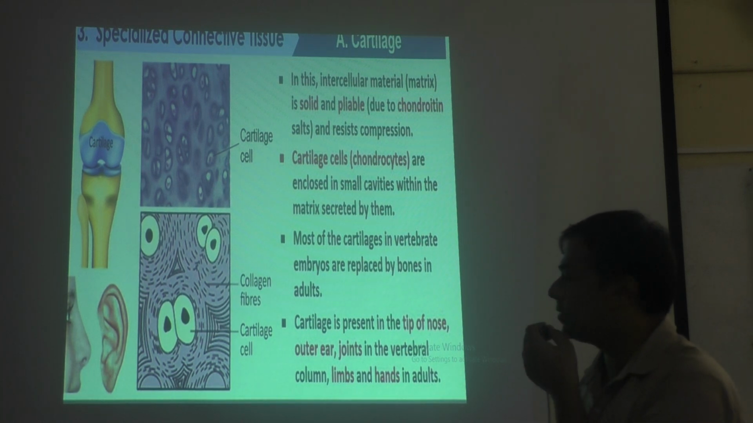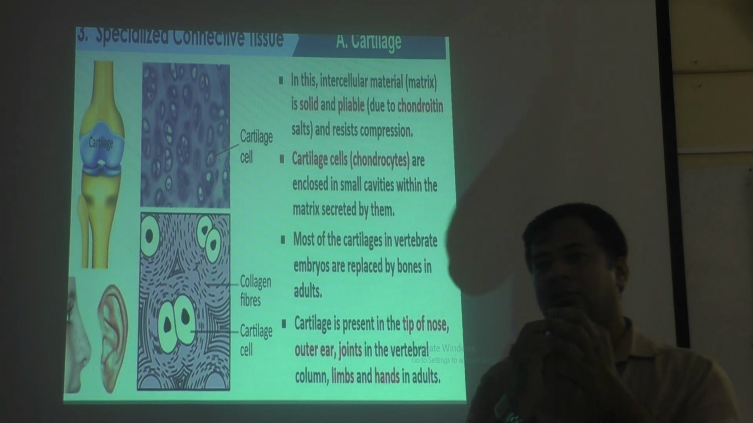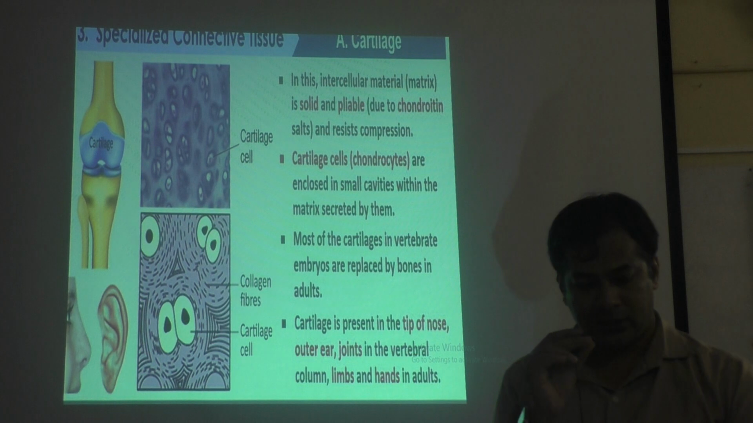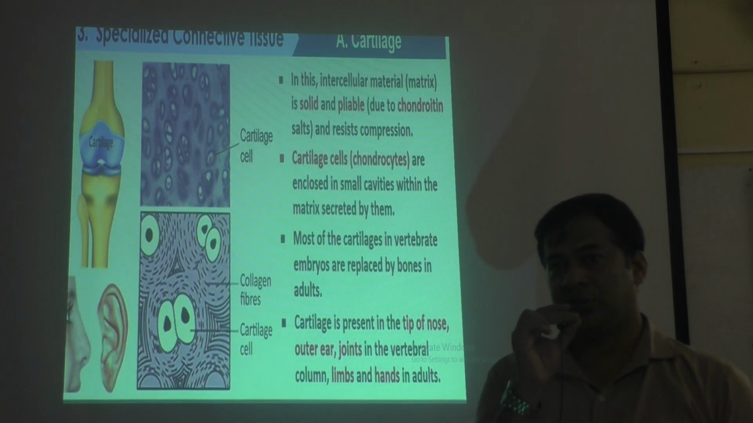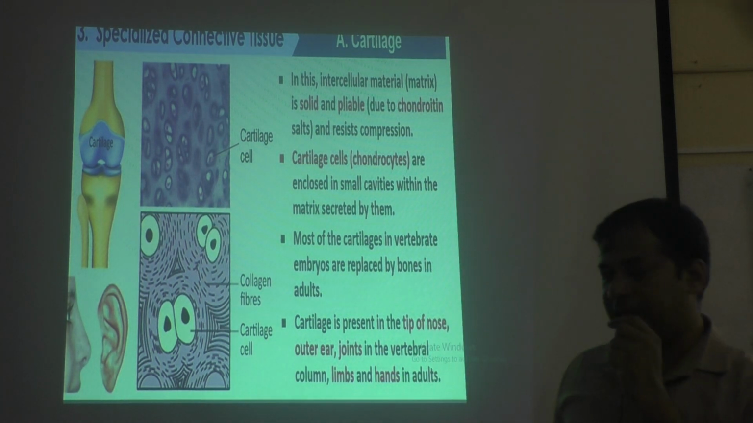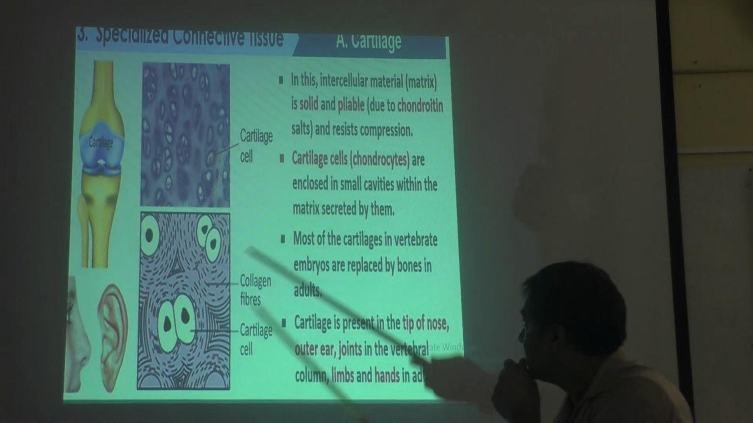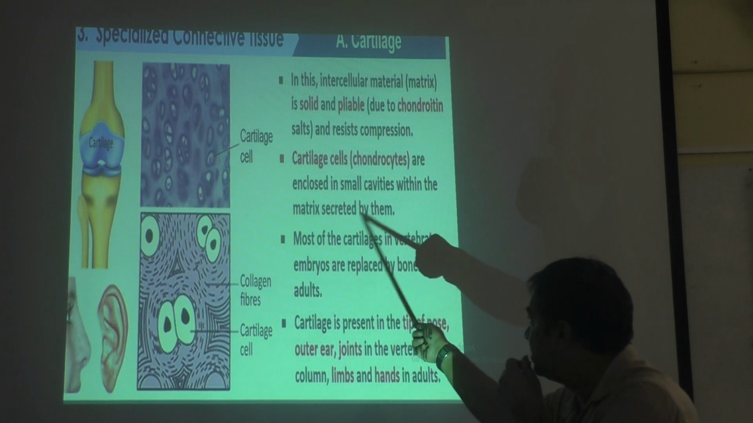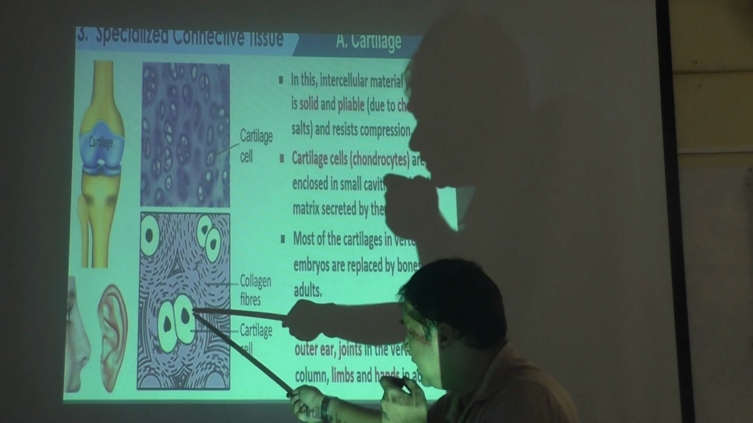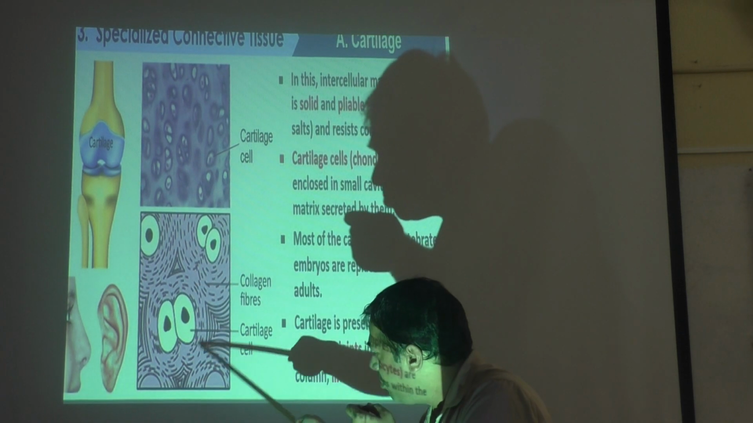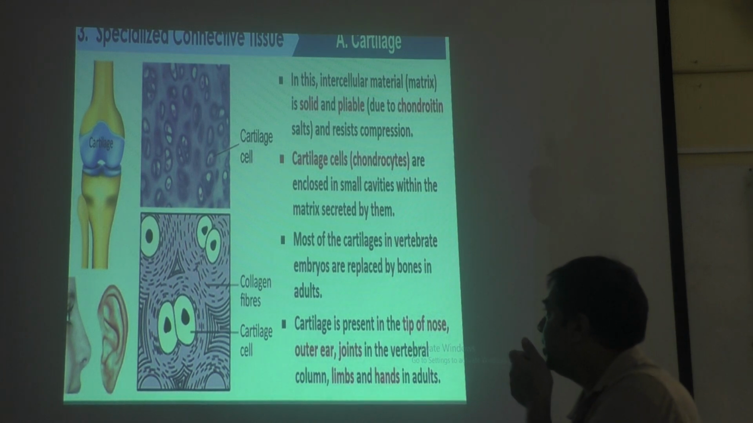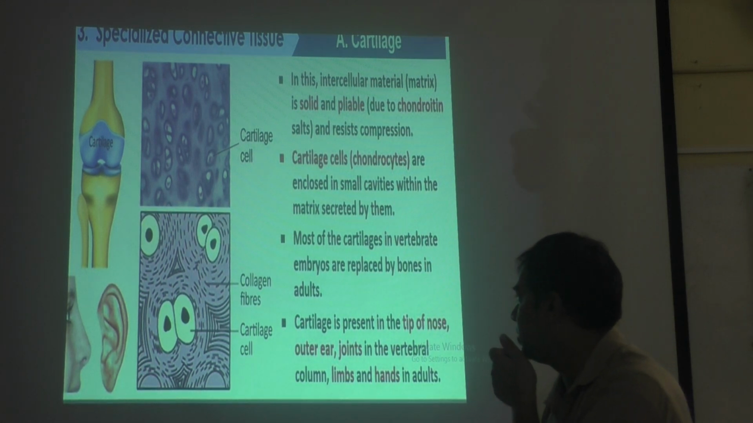Cartilage cells are also called chondrocytes. Just like cells of adipose tissue are called adipocytes, cells of cartilage tissue are called chondrocytes. They are enclosed in small cavities within the matrix secreted by them. You can see this circular part, they are present enclosed in small cavities within the matrix secreted by them.